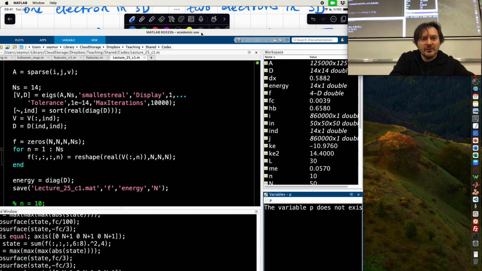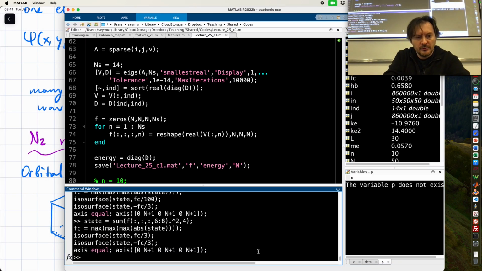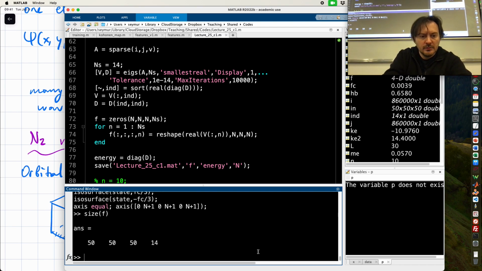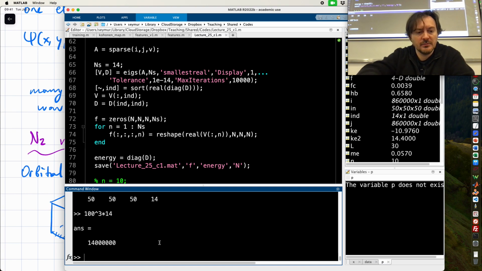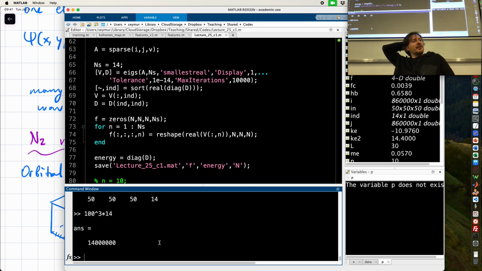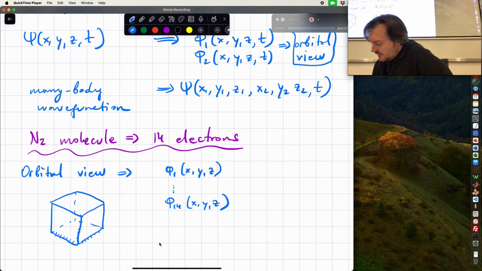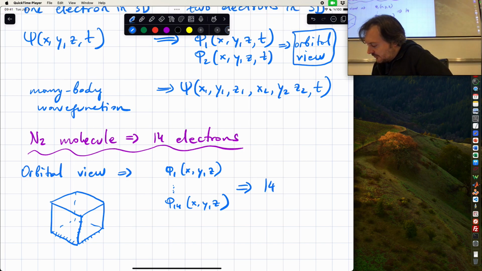So F is a 4-dimensional matrix. Let me show you the size of F. So it's 50 by 50 by 50 by 14. Okay, so 14 orbitals, and each one is divided in 50 grids. So how much does this make? If it was 100, it would be 100 cubed, right, times 14. So 14 million, right? Can we call it 14 megabytes? Is it okay? So this one has 14 megabytes of storage.